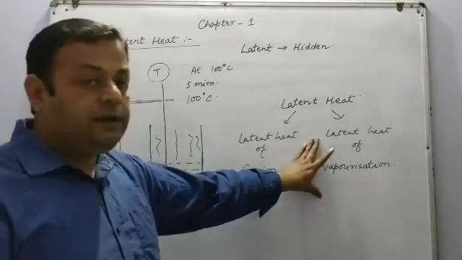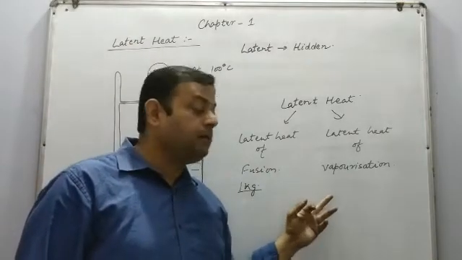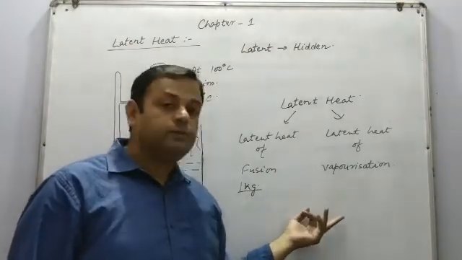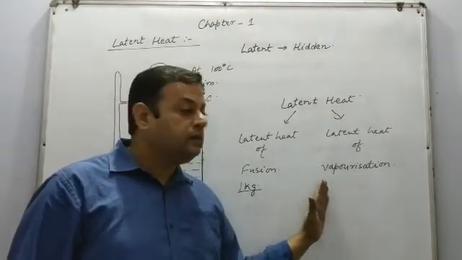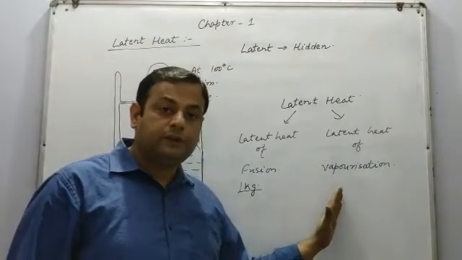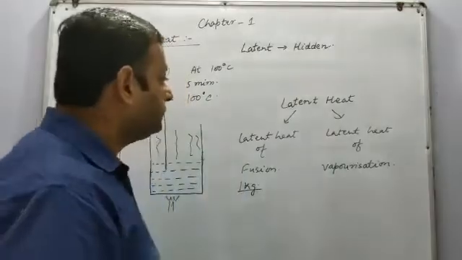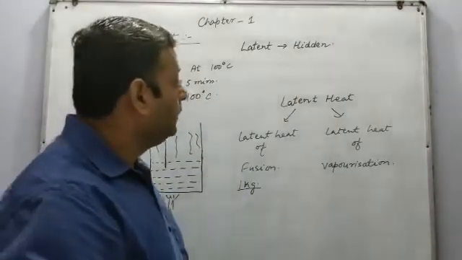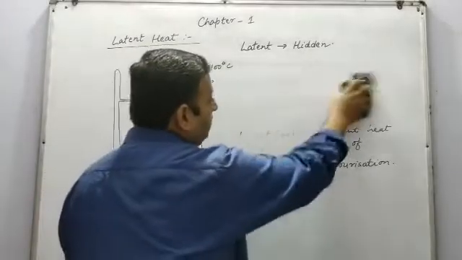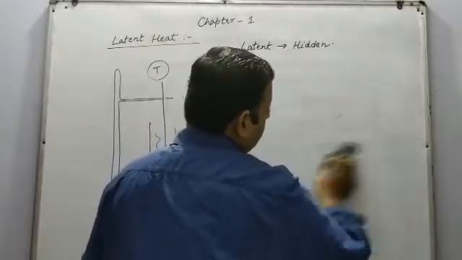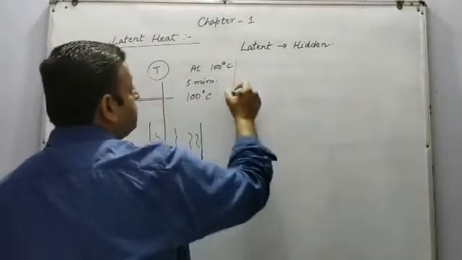Whereas latent heat of vaporization is the amount of heat energy required to convert unit mass of liquid into the gaseous state at its boiling point at atmospheric pressure is called latent heat of vaporization. So, after discussing these two types of latent heat, first of all, I would like to share with you the definition of latent heat. What is latent heat?